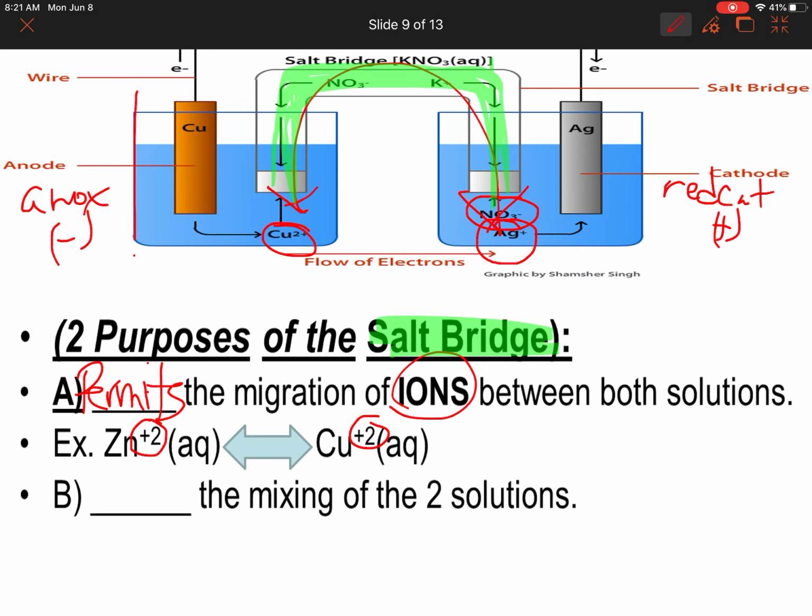Now, if you notice, this is in one container or one beaker. This is in another beaker. So what don't you want these two solutions to do? Let's think a second. That's right. We don't want to allow them to mix, so the salt bridge prevents the mixing of the two solutions. Because if these two solutions mix together, the battery's dead.